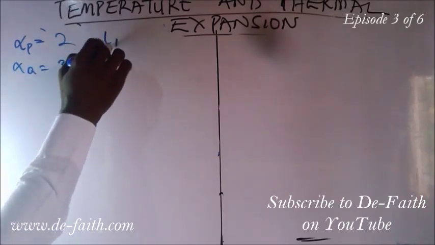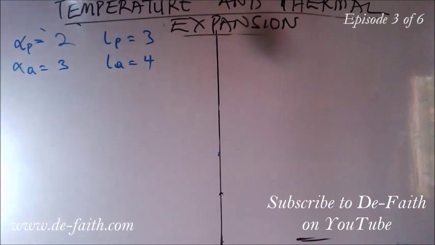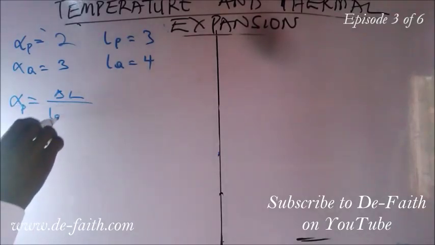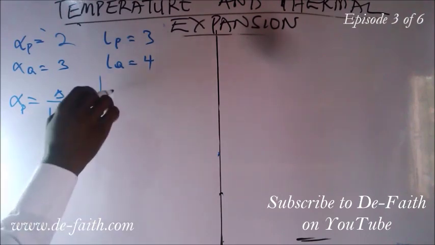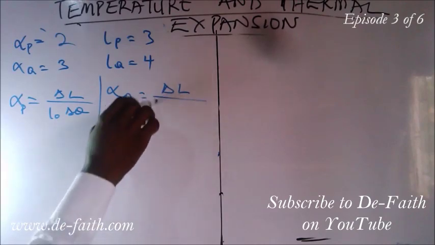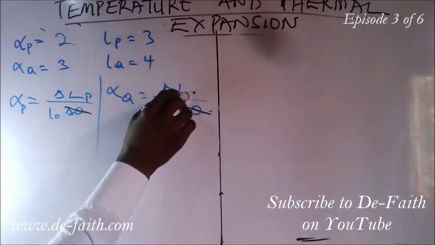Let's take the original length of P to be equal to 3 and the original length of Q to be equal to 4. Bringing our formula, the linear expansivity of P is equal to the change in length of P over its original length and the change in temperature. Then we have the linear expansivity of Q equal to the change in length of Q over its original length and the change in temperature. Now in this question, we were told that they were heated through the same temperature, meaning that this temperature cancels out because they are the same. Here we have the change in length for P and the change in length for Q.